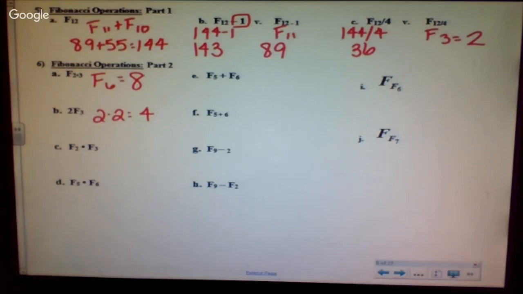Okay, now part C, what am I doing? You're doing: find out what they are and then multiply them. 1 times 2. Now D, we're doing what? 5 times 8. 5 times 8, 40.